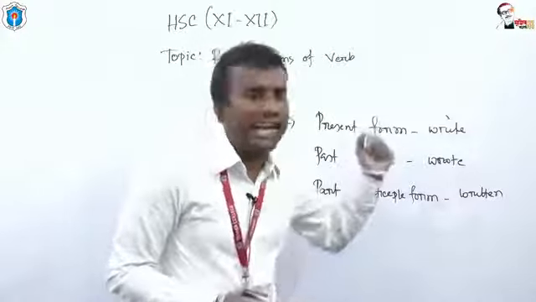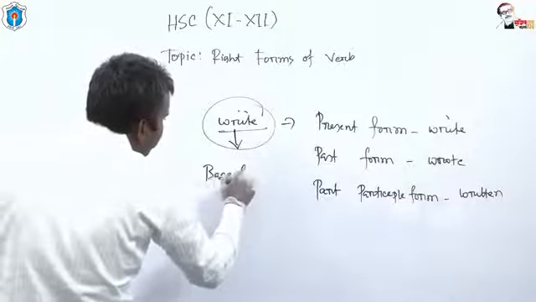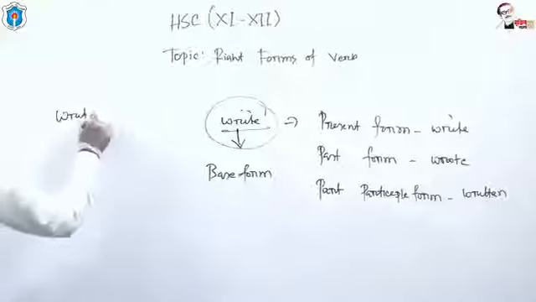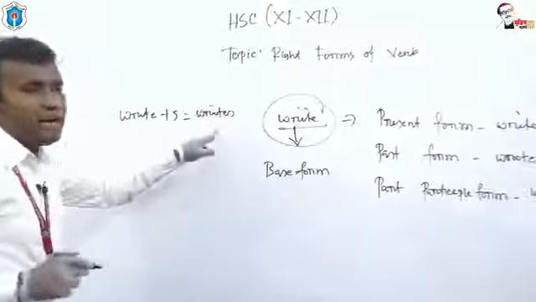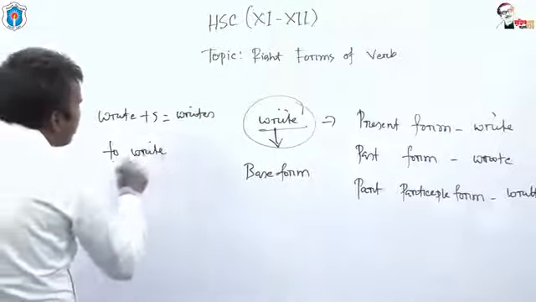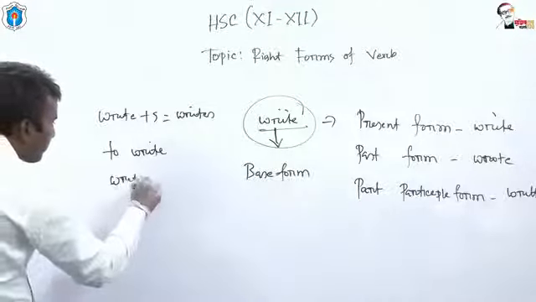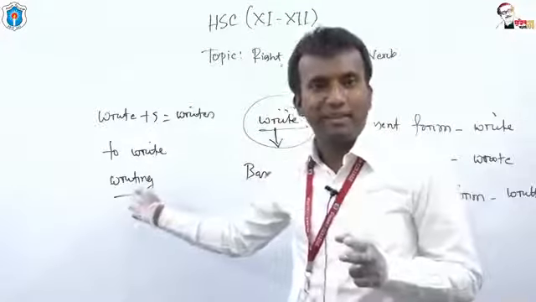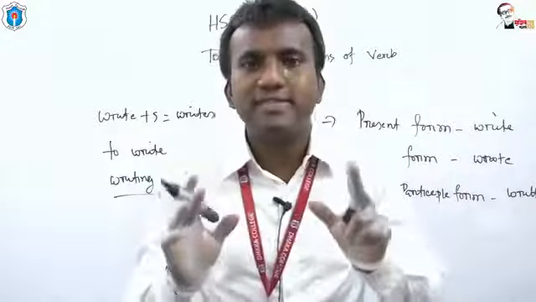There are some other forms, like this is base form. If I say write, then S, that is writes. This is another form of verb. To write, this is infinitive form. Writing, it might be both gerund and participle form. Okay, that means a verb, dear students, has a lot of forms.